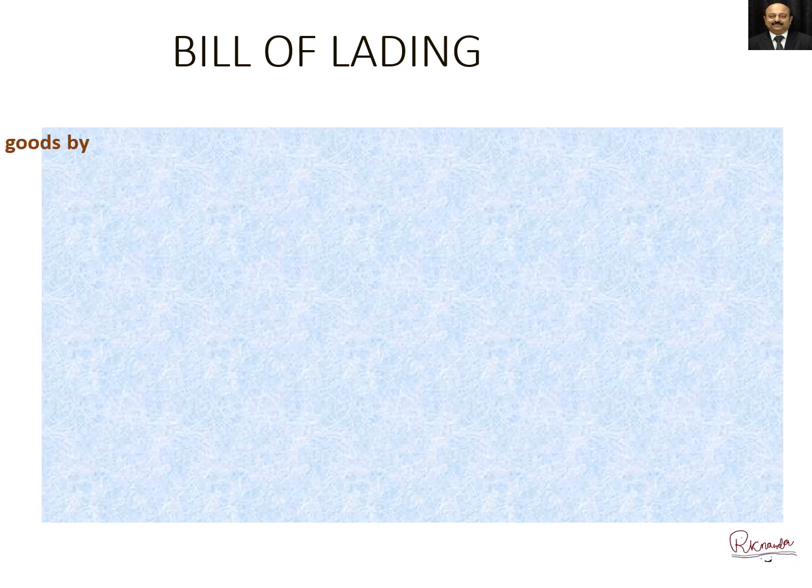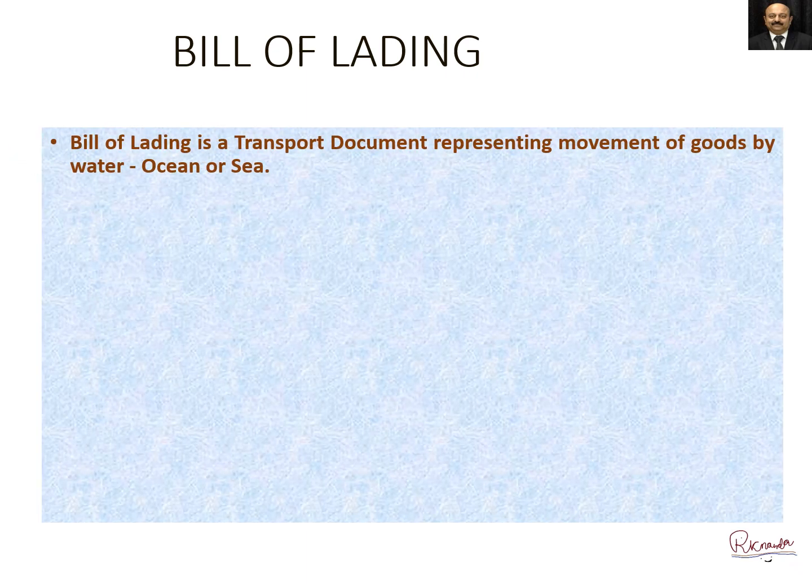So the first important transport document is the bill of lading. Almost 80 to 90% of global trade happens through cargoes and through the ship route only. So the bill of lading is a transport document which is issued in case the goods are sent by ship. The bill of lading is a transport document representing movement of goods by water or ocean.